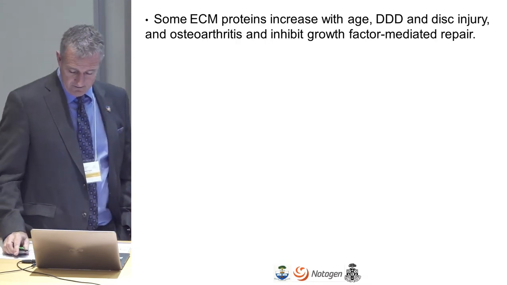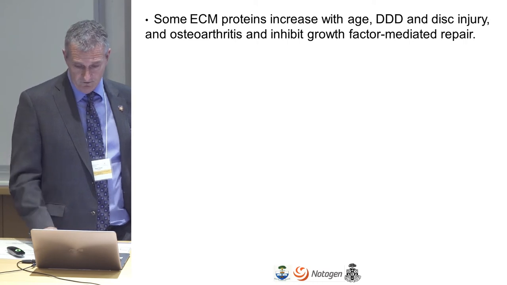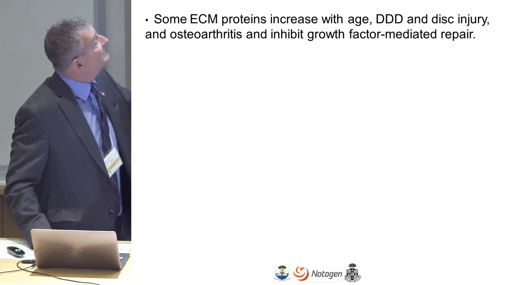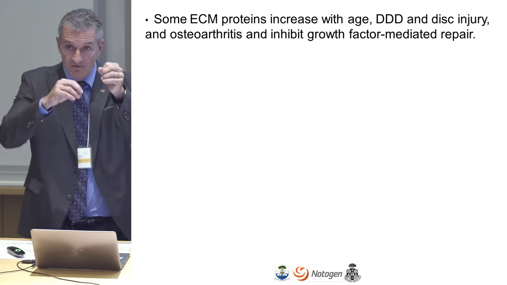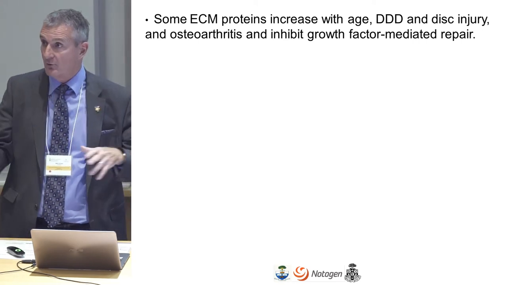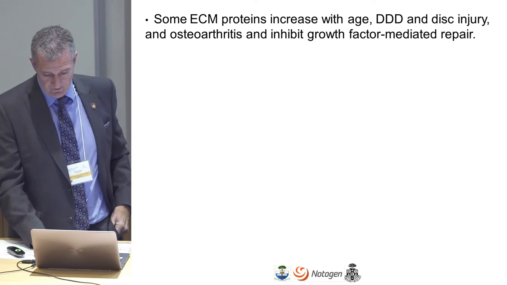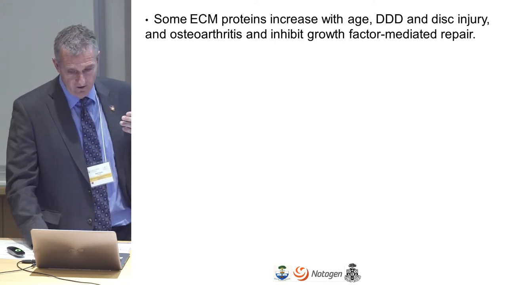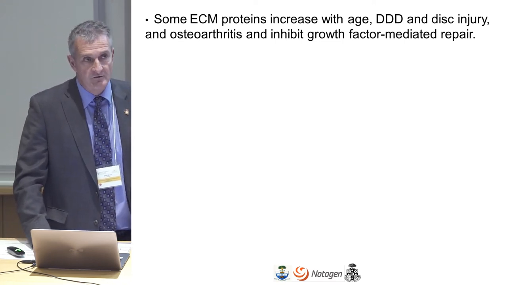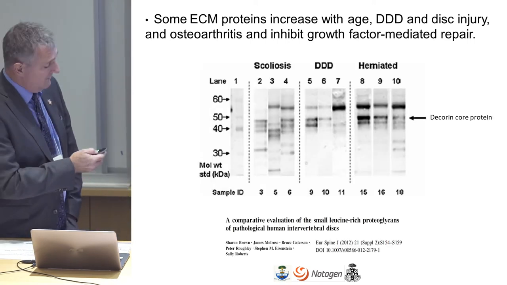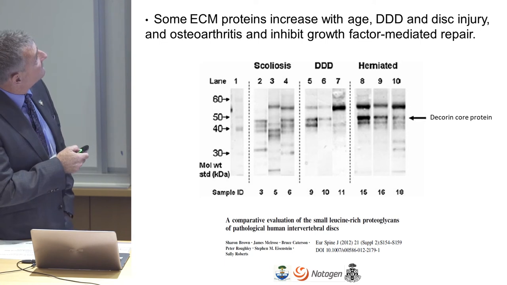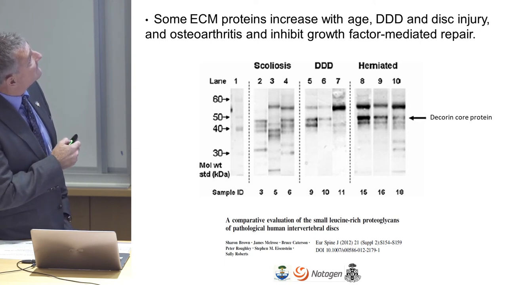Now, this is getting into some of the work we did in our lab also. So what happens over time is some of these ECM, which means extracellular matrix. So in the cartilage or discs, you've got cells in there and all the stuff outside of that where the proteoglycans and collagens live. So what happens over time is some of these proteins are involved with inhibition of growth and repair activity. So this is the work of my colleague in the UK, Sally Roberts' group, and Jim Melrose in Australia. They took human discs from scoliosis, degenerative disc disease, and herniated discs.